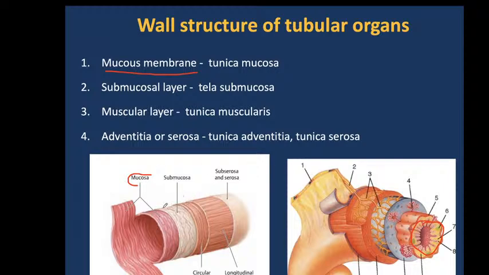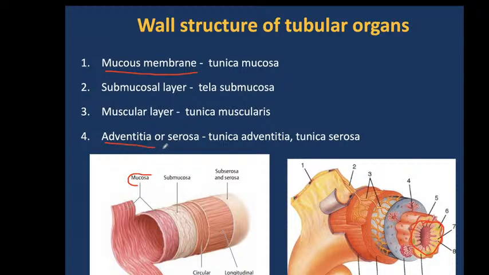The submucosal layer is quite strong. We call it tela submucosa in Latin. And usually it is between the mucosa and the muscular layer. The muscular layer is made from muscular tissue, and we call it tunica muscularis in Latin. And the outer layer covers the organ outside, and it has two names: adventitia.